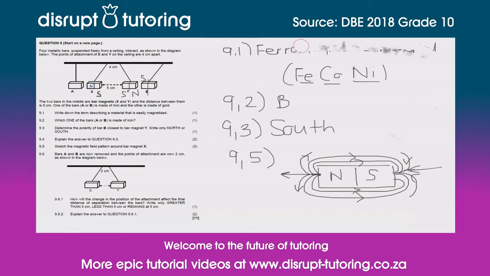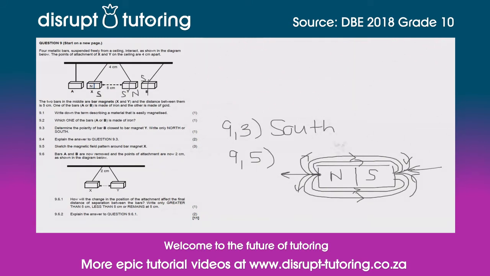So then we can move on to 9.6, and I'm going to erase some of this stuff here to make some space. Okay, so 9.6 says bars A and B are now removed and the points of attachment are now 2 centimeters apart as shown in the diagram below. So they've moved X and Y closer together. 9.6.1 says how will the change in position of the attachment affect the final distance of separation between the bars? Okay, so we know that it's going to be less than 5 centimeters.